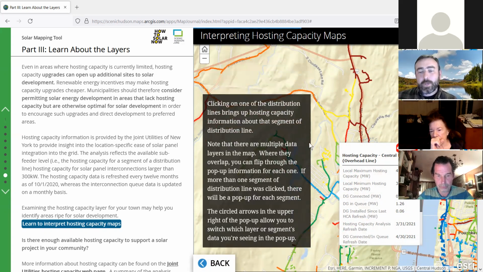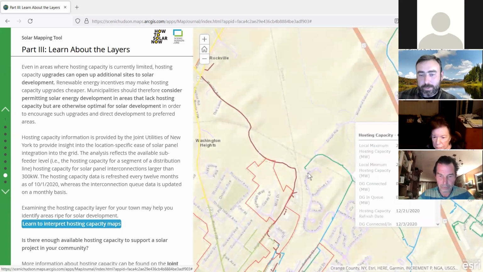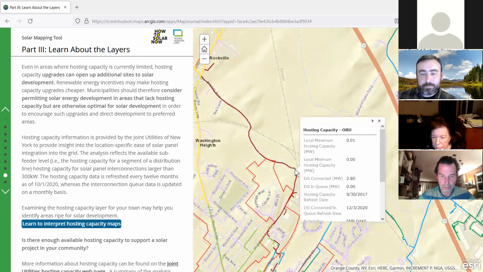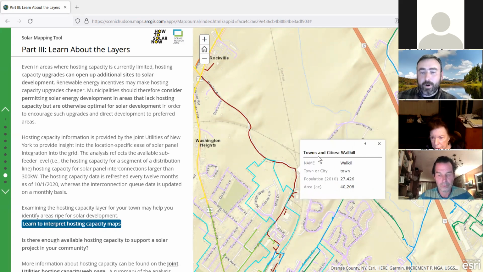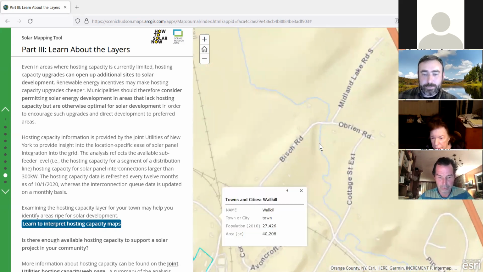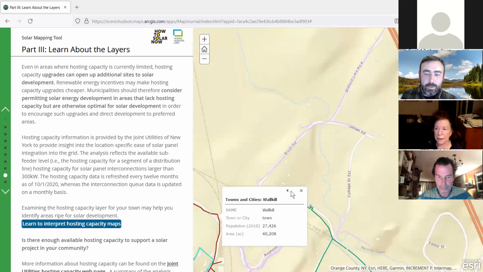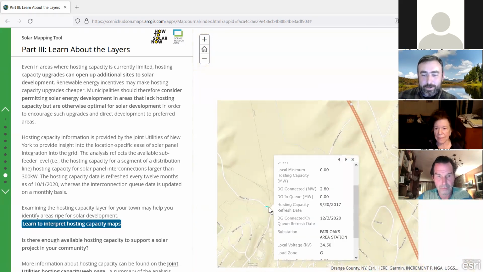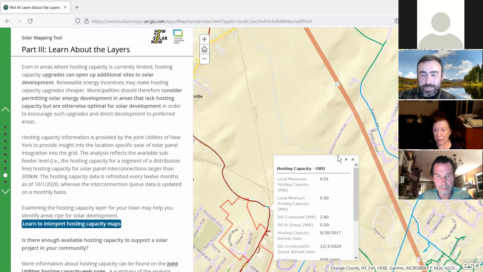Okay. So if you click on one of these hosting capacity lines, it'll bring up this pop-up. And just as a reminder here, there are sometimes multiple pop-ups. You saw me wrestling with this a minute ago. If I click here, there are multiple pop-ups, both for different segments of the line. And then if I go far enough, it'll tell me I've clicked on the town of Wallkill. So you use these arrows here to click back and forth through these pop-ups. Yeah, that is, I think, one of the trickier things about the map is remembering that these arrows are here.